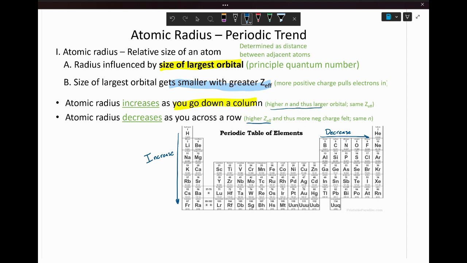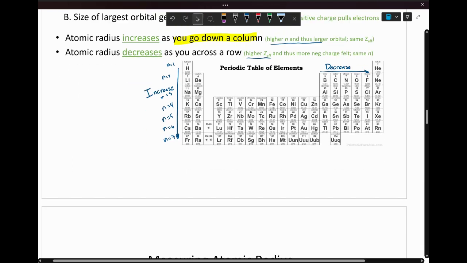Because we have, for hydrogen, N equals 1. Lithium starts N equals 2. Sodium N equals 3. Potassium N equals 4. Rubidium N equals 5. Cesium N equals 6. Francium N equals 7. So as we go up and down, we're just getting those higher energy orbitals.